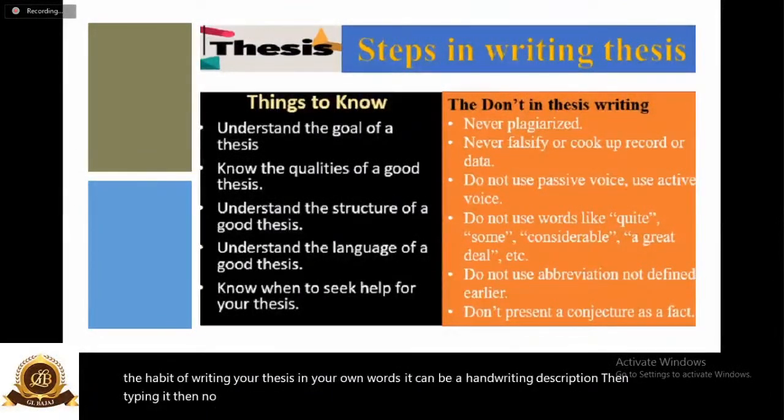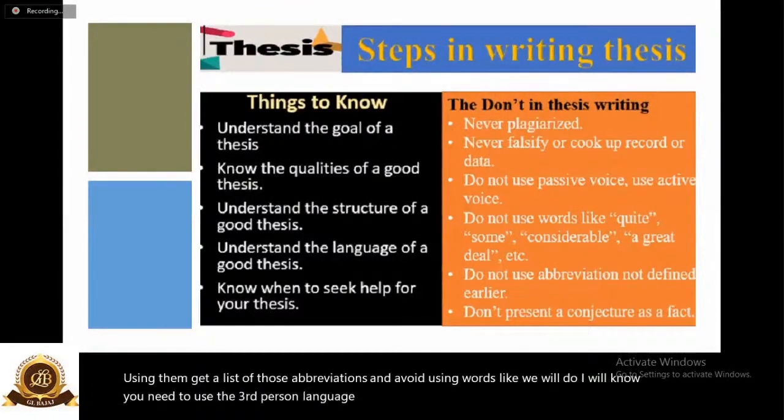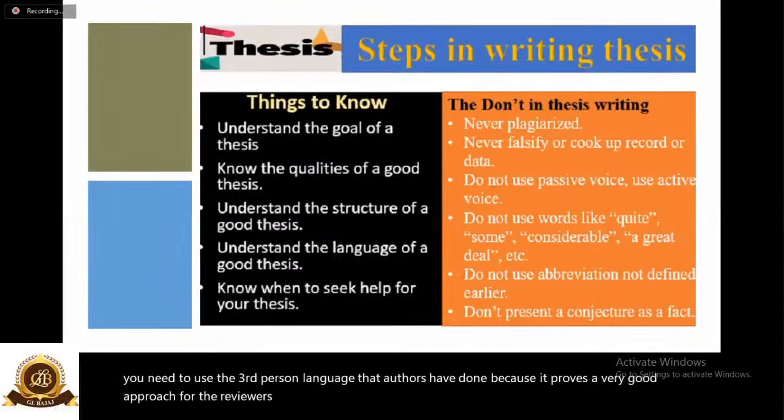Avoid using abbreviations which are not common. If you are using them, give a list of those abbreviations. Avoid using words like "we will do" or "I will know". You need to use third-person language, as the authors have done, because it is a very good approach for the reviewers. First person should be avoided in any kind of thesis, report, or research paper writing.